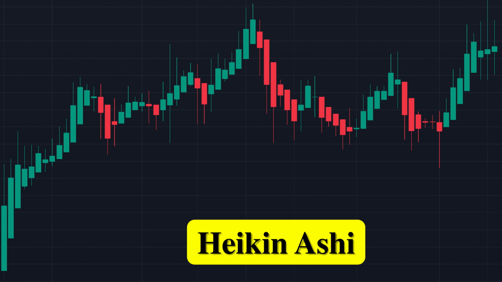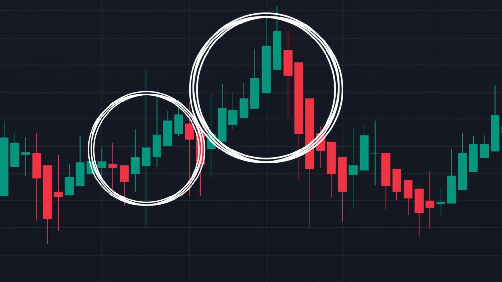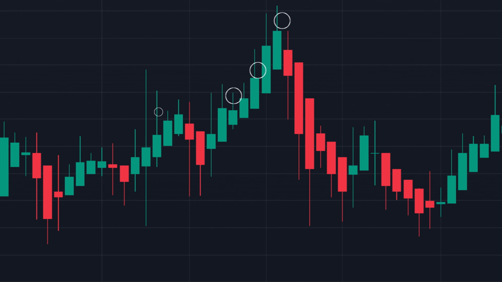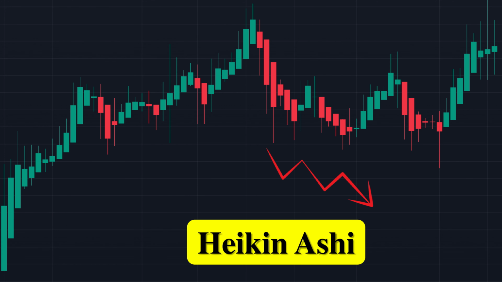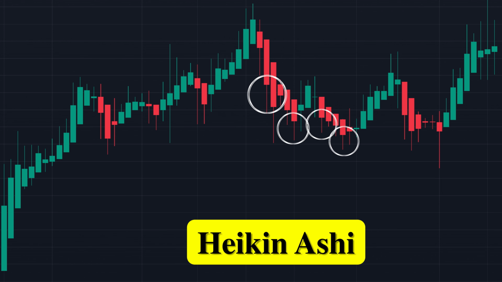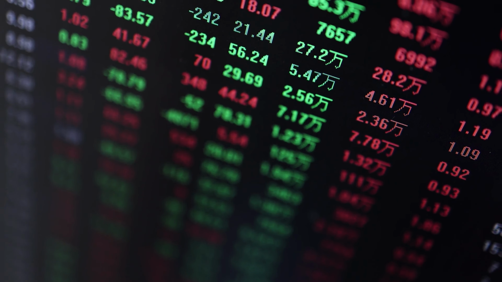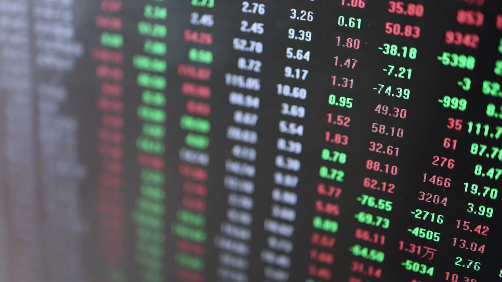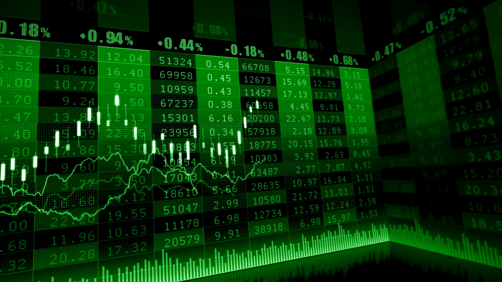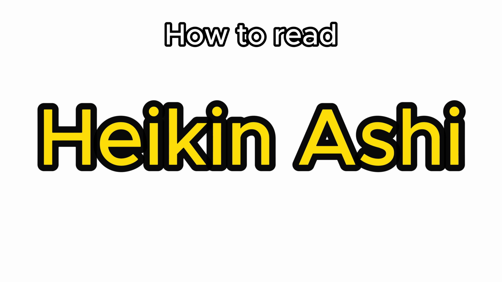For example, when the chart is in an uptrend, most of the candles are green, and most of the green candles have an upper shadow. Also, when the chart is in a downtrend, most of the candles are red and most of them have a lower shadow. Overall, this clear image can be really helpful in analyzing financial markets because it is so easy to find out when the market is in an uptrend or downtrend. Additionally, it is so essential to know how to read Heikin Ashi candles.